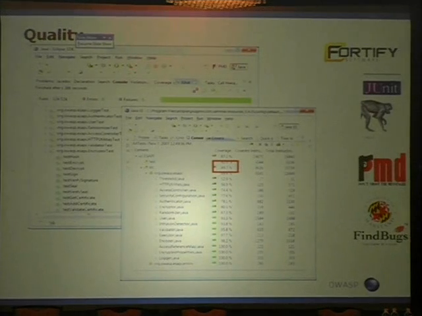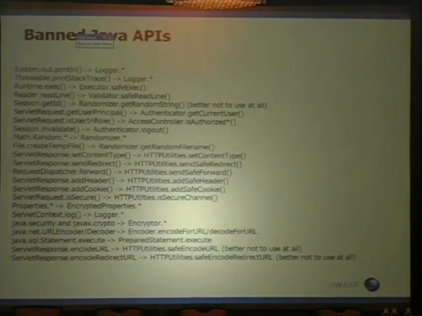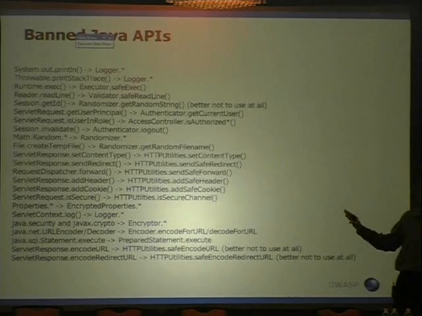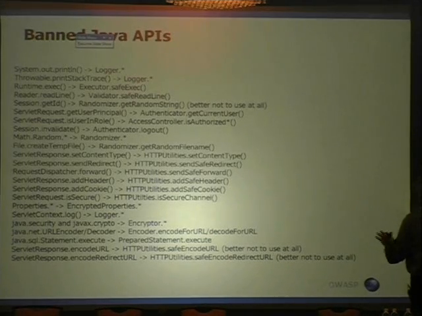All right, so I think I've covered the test cases and so on. I'm going to post this presentation on the site. So this is a list of banned Java APIs, things that ESAPI replaces with safe versions. So in your work, you might be interested to know what I think the bad Java calls are.